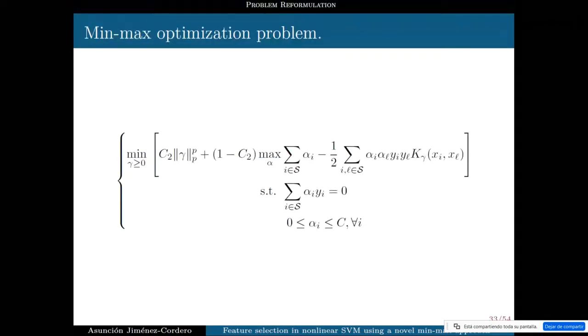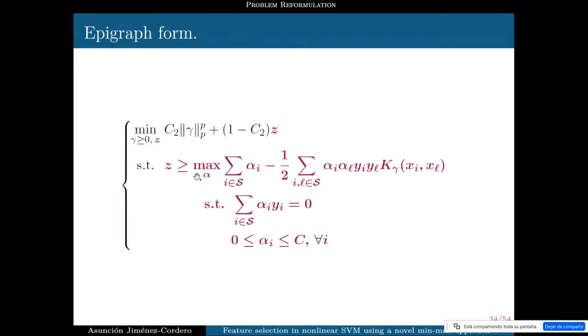How do we solve it? This problem is difficult to handle, because it's a min-max optimization problem. It's non-convex, non-linear, all these things. But we reformulate it into the single-level equivalent problem formulation using different steps. In the first one, we use the epigraph form, and we just define a new decision variable theta, putting it in the objective function, and say that this theta decision variable should be greater or equal than the dual of the SVM problem.